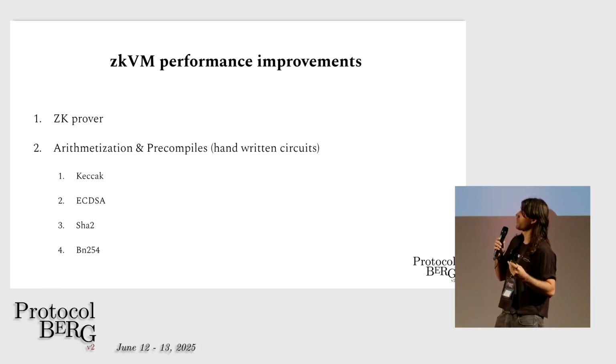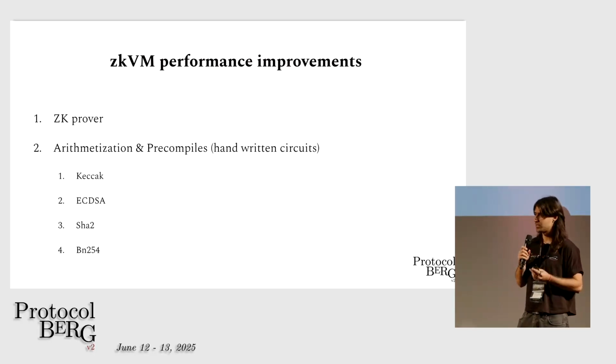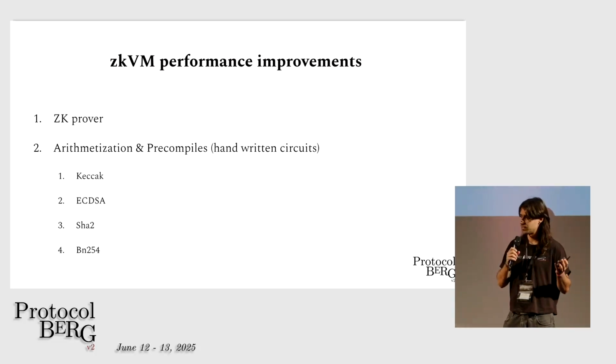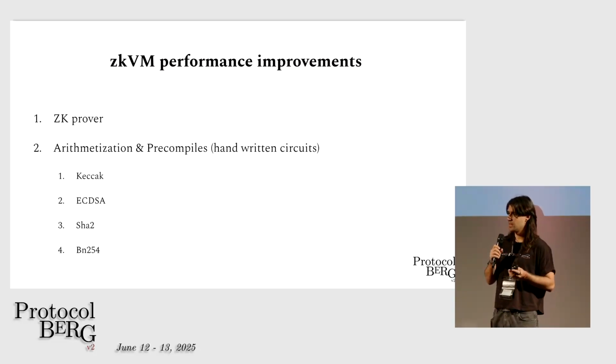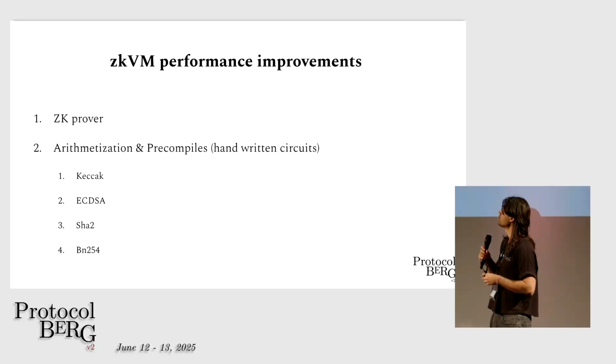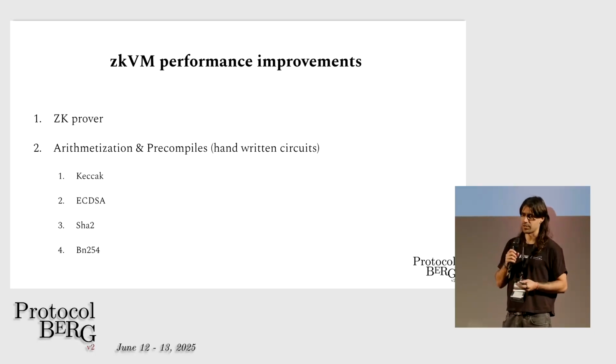Usually when people want to improve the performance of zkVMs, two things are done. One is to improve the prover somehow: different techniques, different proof systems, different implementations, and so on. The second is the arithmetization itself, which is the constraints, how you build the zkVM, and precompiles. Precompiles are handwritten circuits that replace software versions of functionalities you want to use in your guest program, like Keccak, ECDSA, SHA, which are examples used in Ethereum.